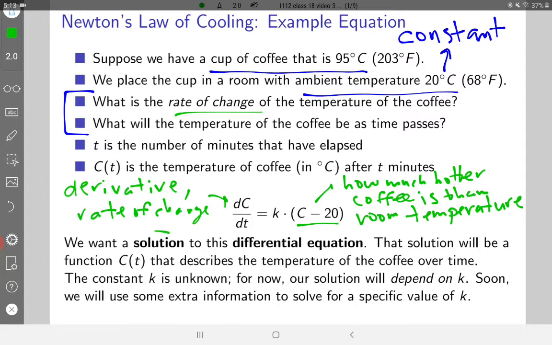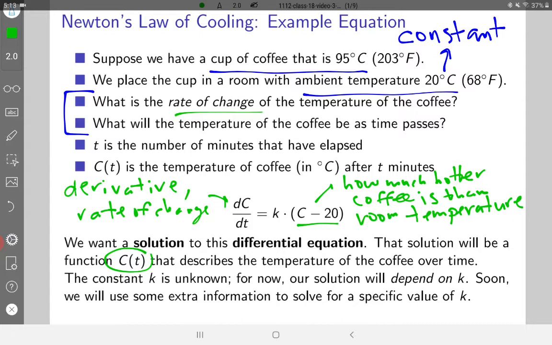When I say we want a solution to this differential equation, by that I mean we're going to come up with a function, capital C of t. And remember that I'm using t as the input for time in minutes, and I'm using capital C, the output of the function, as the temperature of the coffee in degrees Celsius. That's why I picked a capital C.